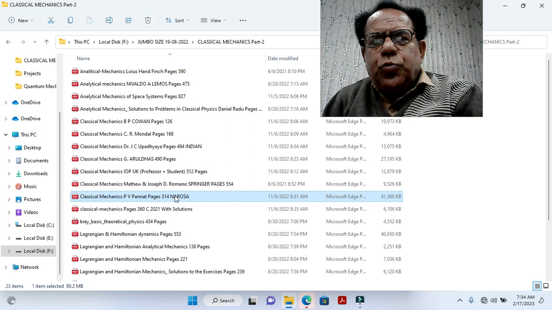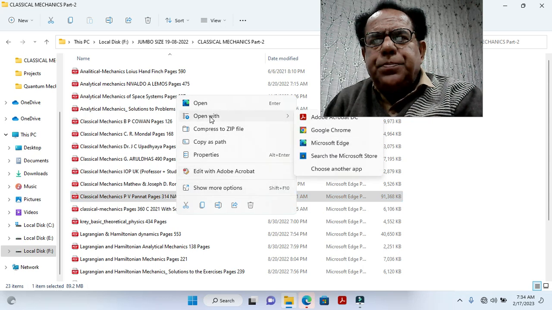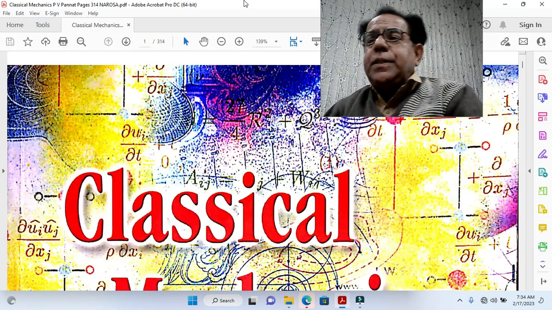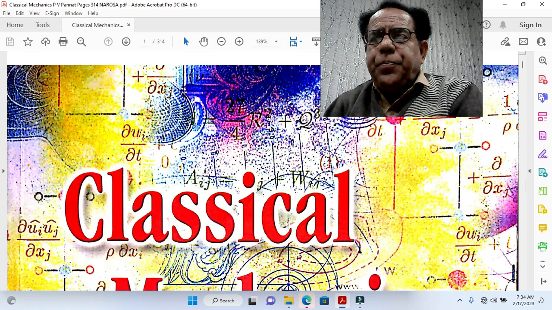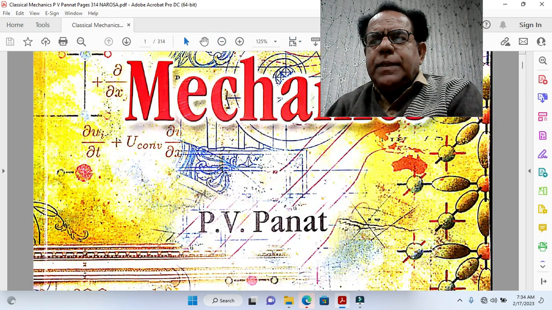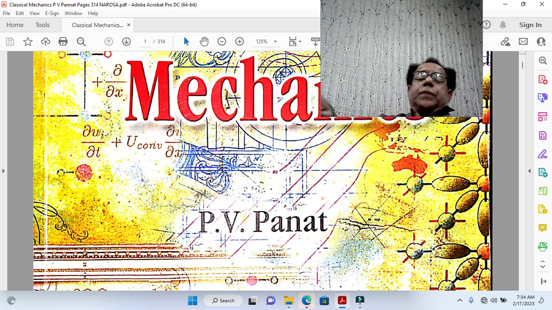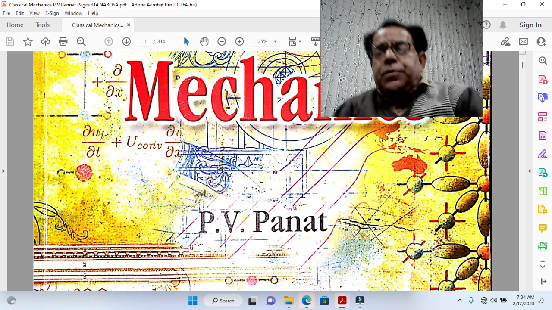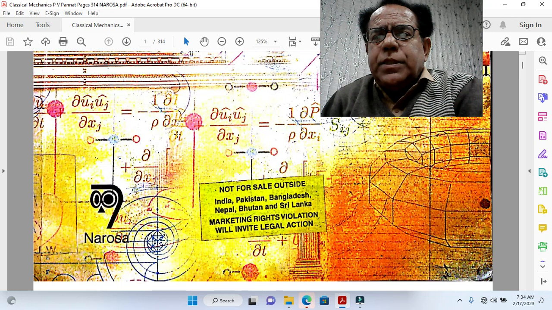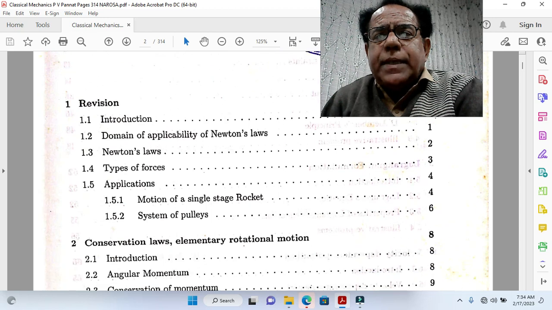Now we have moved to another book, which is an Indian publication, Narosa publisher. Narosa is a very famous Indian publisher. Okay, dear students, we have opened this book, Classical Mechanics, by P.V. Panath or P.V. Pennant. Hopefully Pennant is not the pronunciation, Panath maybe. Anyhow, we move to its contents.